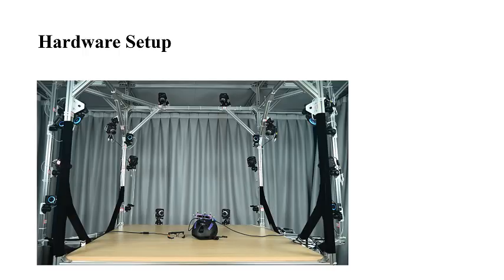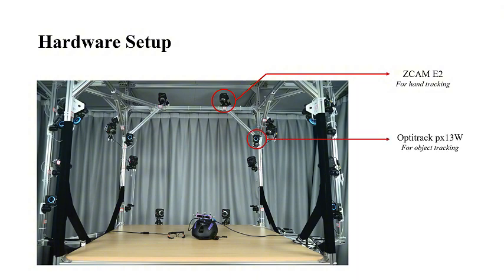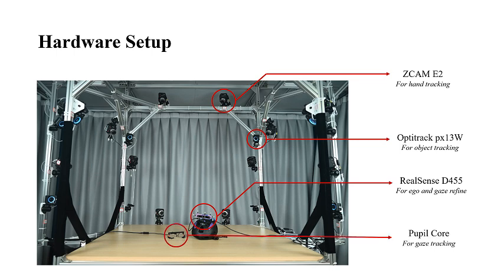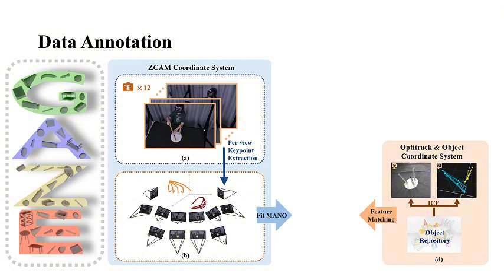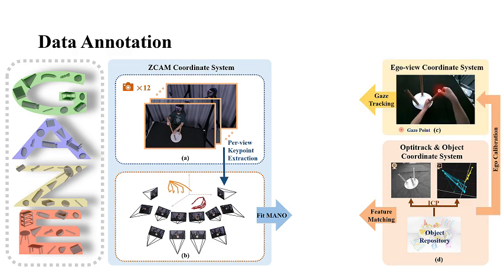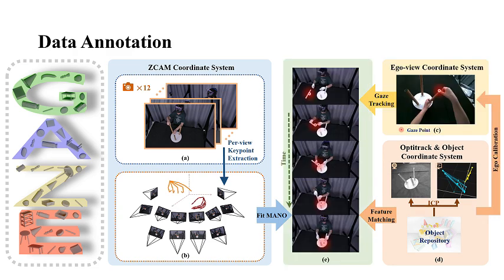For data collection, we use ZCAME2 for hand tracking, OptiTrack PX13 for object tracking, RealSense D455, and PupilCore for ego and gaze tracking. For data annotation, we utilize MediaPipe to extract 2D hand keypoints from each view, followed by triangulation and mono-model fitting. We scanned a set of objects and attached 3 mm markers to them to obtain the object pose from OptiTrack raw data using the ICP algorithm. Combined with gaze from ego view, we obtain a set of fully annotated data.